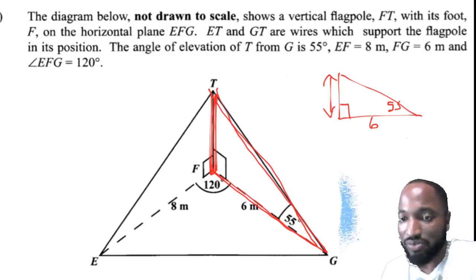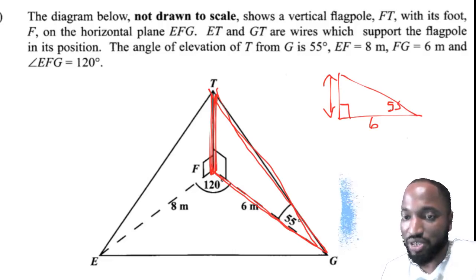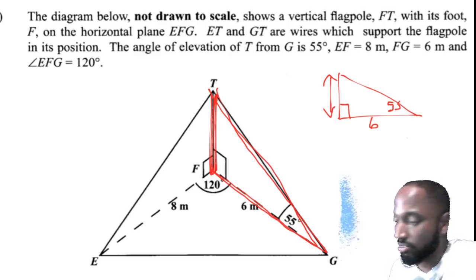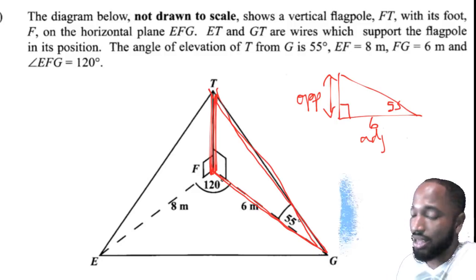Sine is not an acceptable ratio here. You're not going to use the sine rule, you're going to use tan. Right? So you're going to pull out tan because this is the opposite and this is the adjacent to the angle. And you remember SOHCAHTOA.